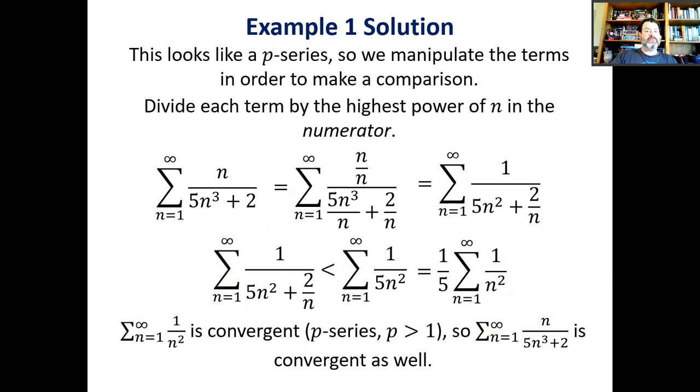So the direct comparison test is really easy to use. The only time it messes up is when people choose the wrong comparison. If that happens, you'll know right away. And that's okay. It's okay to choose incorrectly.